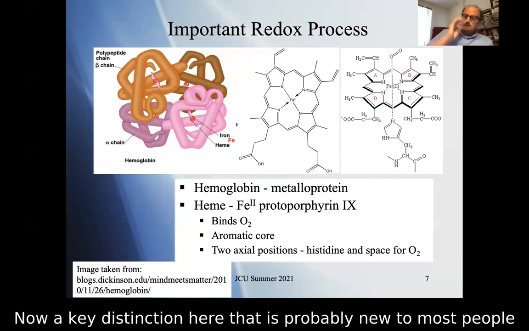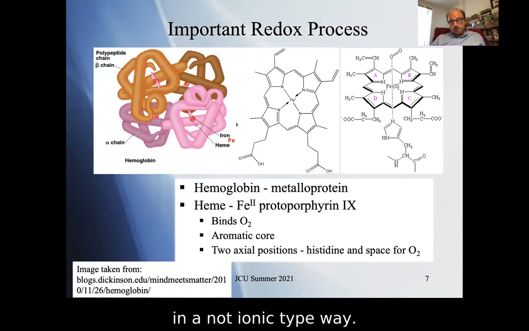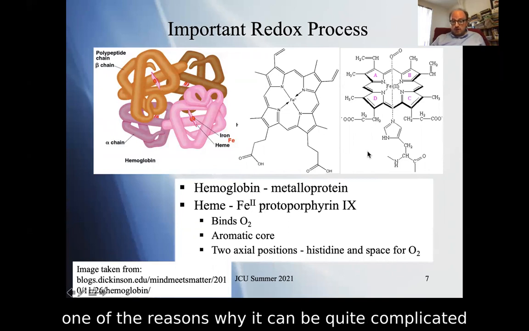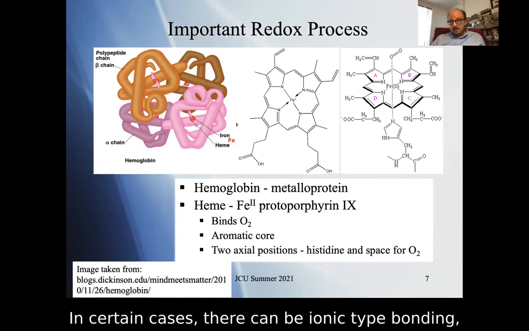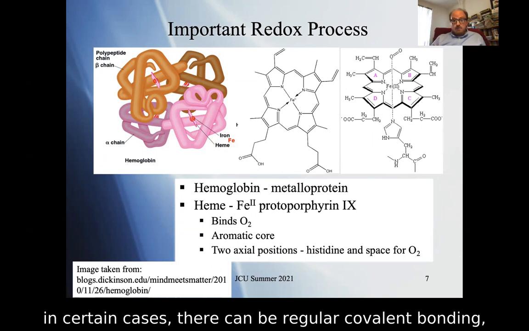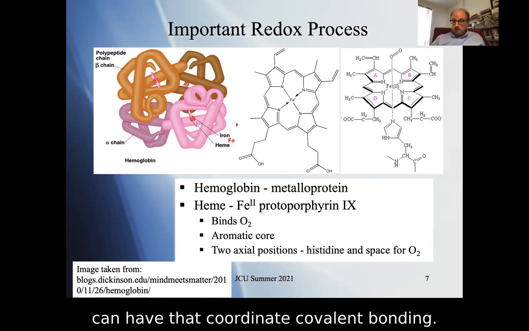Now, a key distinction here that is probably new to most people is the fact that here we have metals and nonmetals combining in a not ionic type way. So in transition metal chemistry, one of the reasons why it can be quite complicated is because you have the gamut of bonding. In certain cases, there can be ionic type bonding. In certain cases, there can be regular covalent bonding. And in many cases, as we'll see, you can have that coordinate covalent bonding, right?